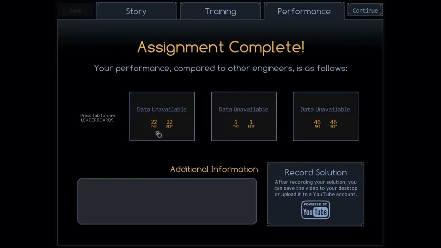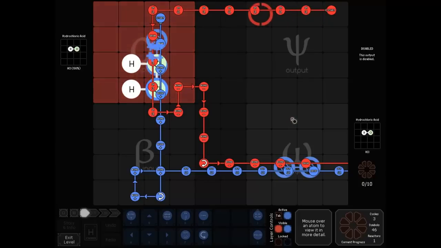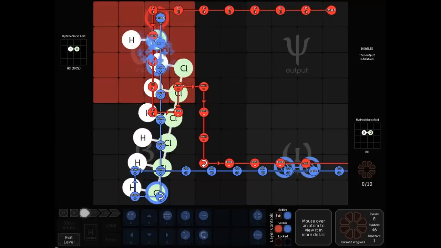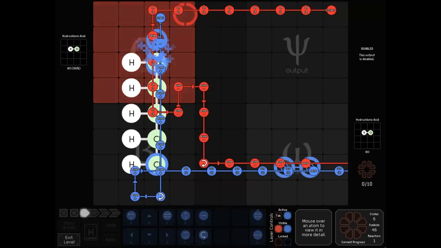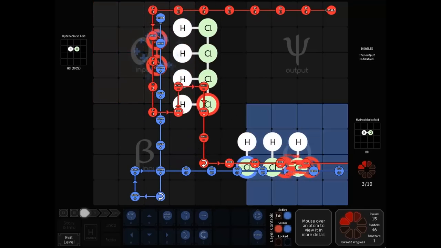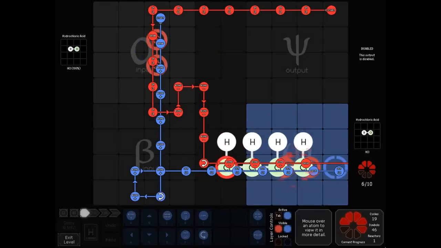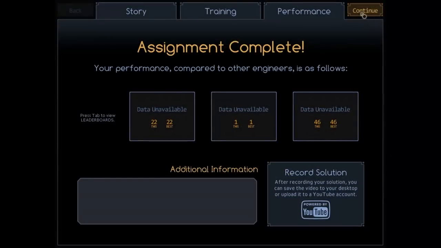22 cycles! Ping Code stands alone. Ping Code was the only person to come up with a 22 cycle solution. Wait, this is a thing of beauty. I just want to sit and watch this thing for a while. Beautiful.